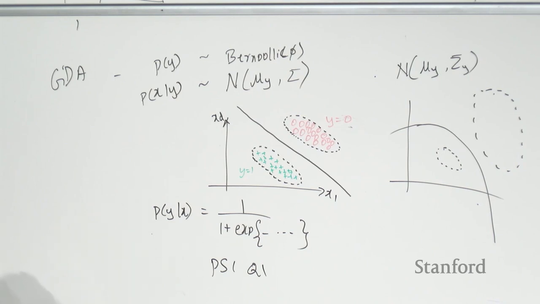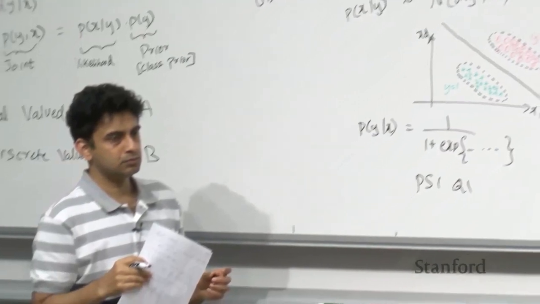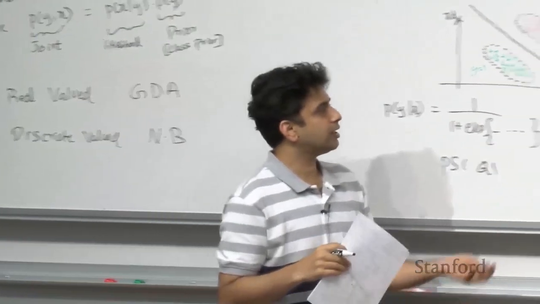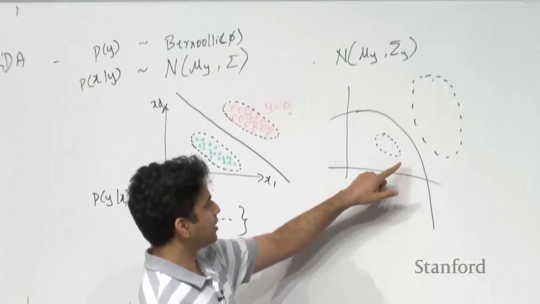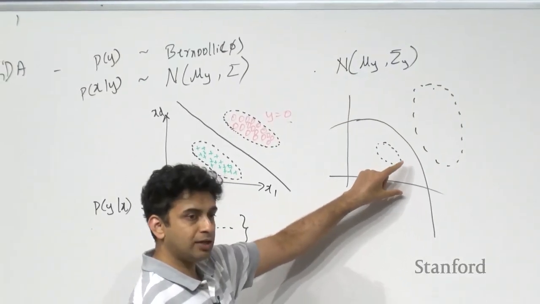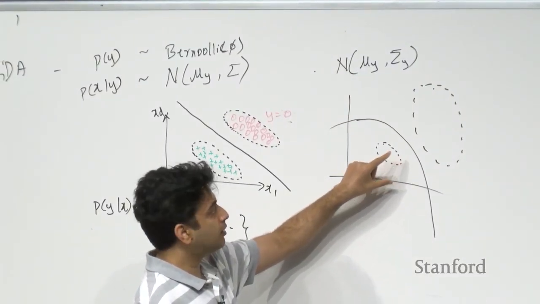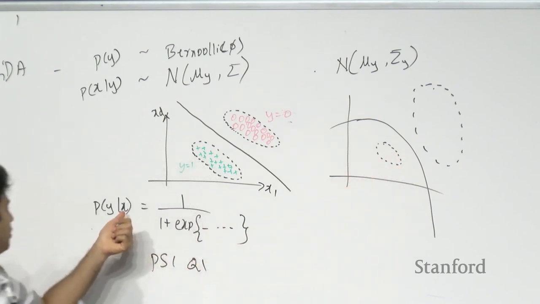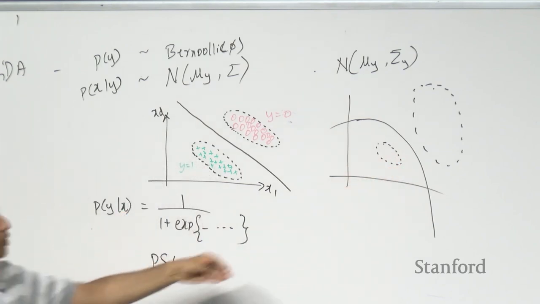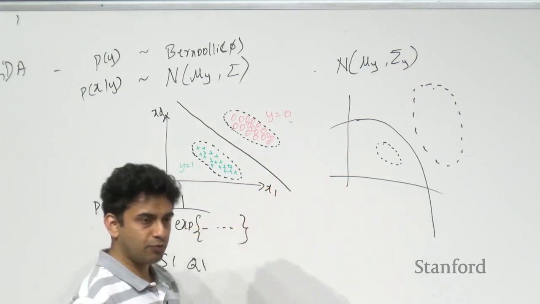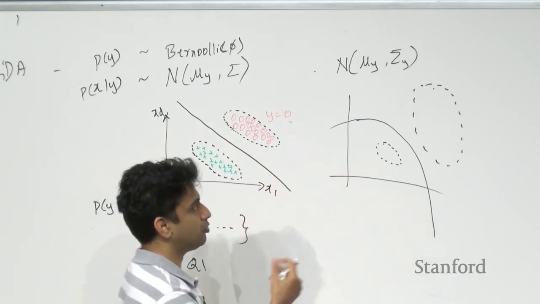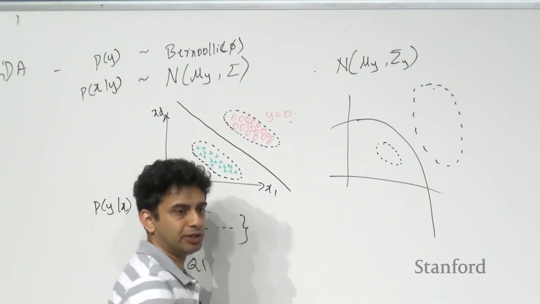Yes, question? So the question is, do we get a logistic as a posterior in this case? You can show that you do get a logistic as a posterior, but that logistic will have quadratic form. It takes on a logistic regression form, except it's a logistic where you include quadratic features of your x's.